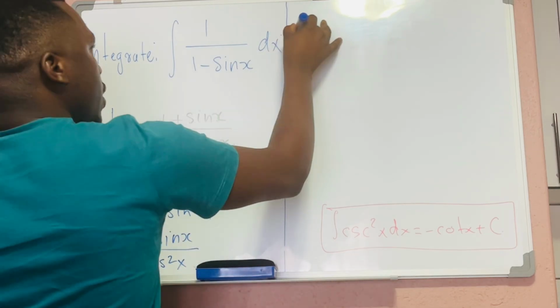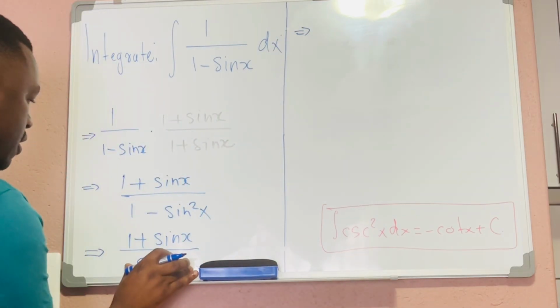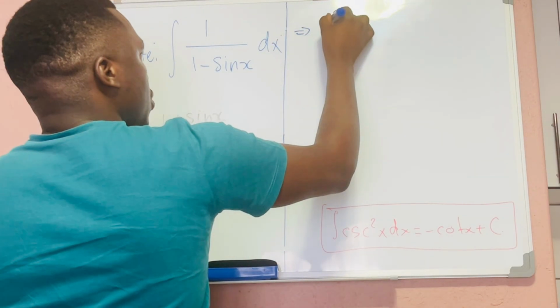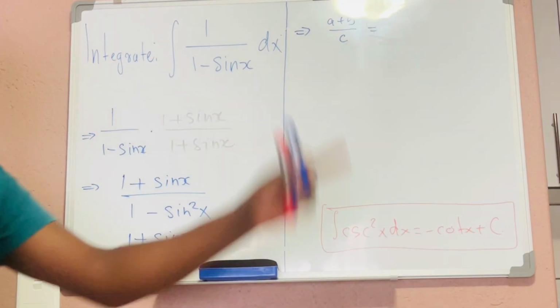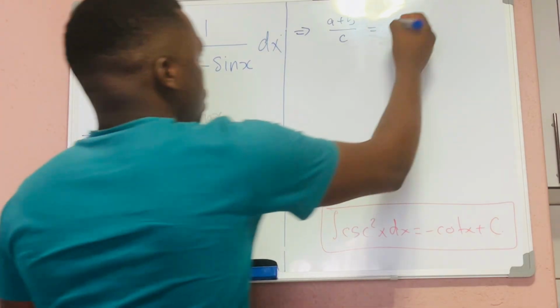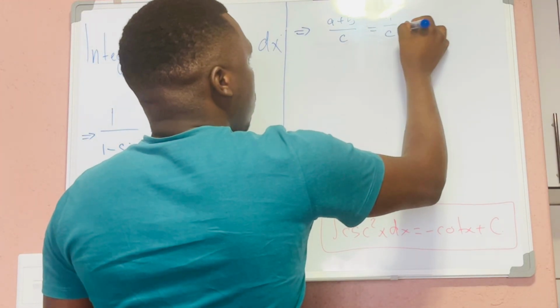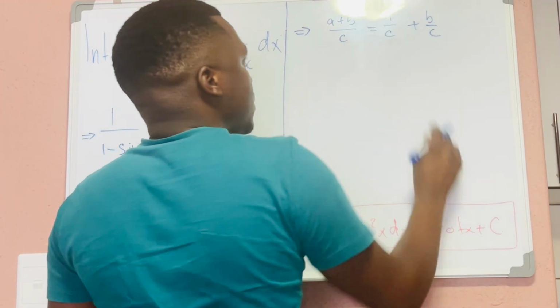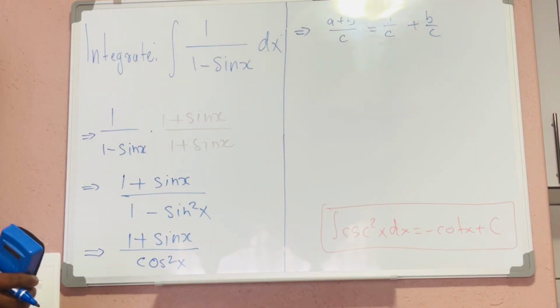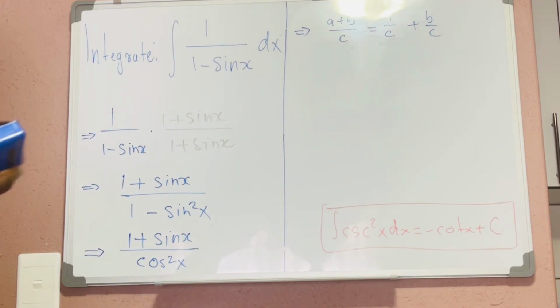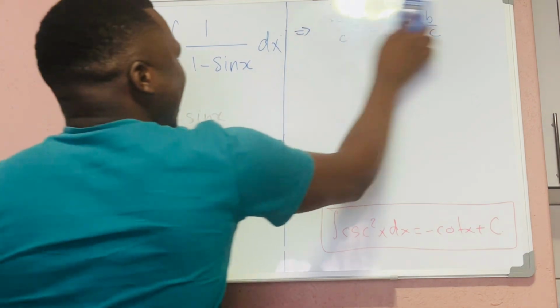So I will continue and say that this implies that I can split that because I have a plus b over c. So we know that a plus b over c is actually the same as a over c plus b over c. So we're just going to apply that knowledge from our early grades, right? Our early grades.